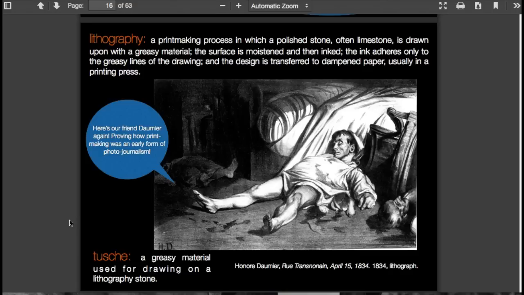And here's our friend Daumier again, proving how printmaking was an early form of photojournalism. So this is Rue Transnonain, April 15th, 1834. That's the full title, and it's really almost like a news headline, just giving us the location and the date of this event. And there was an uprising. I'm giving you the very truncated version of this story.